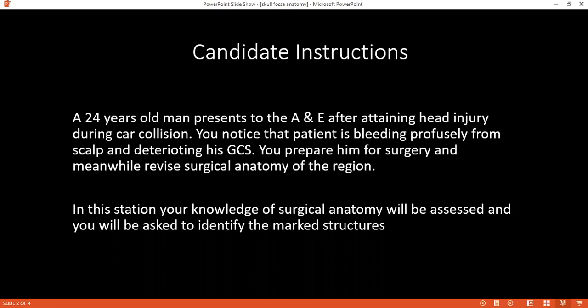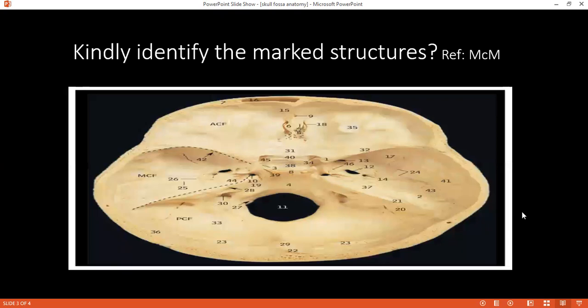Right. So if you have read and understood this surgical anatomy station, kindly tell me what you're looking at right now. This is a piece of the skull. Would you be able to identify the bones that you can see? It's a frontal bone. In the middle, it's the lesser wing of sphenoid, greater wing of sphenoid, and a temporal bone. And posterior, it's the occipital bone with the foramen magnum.